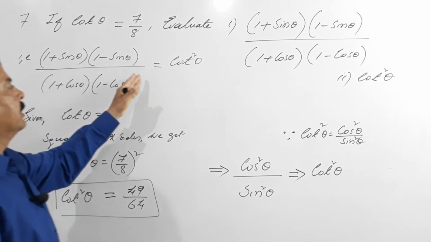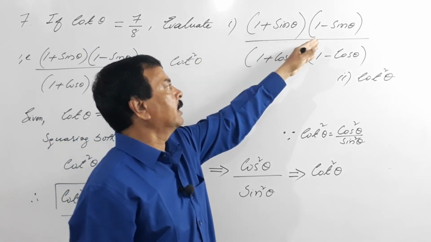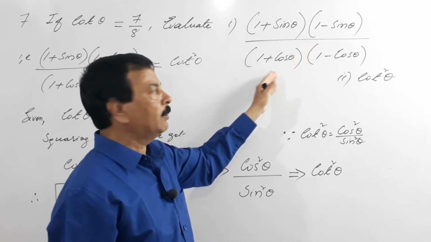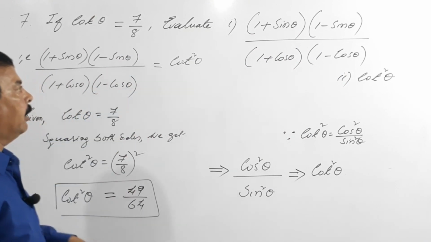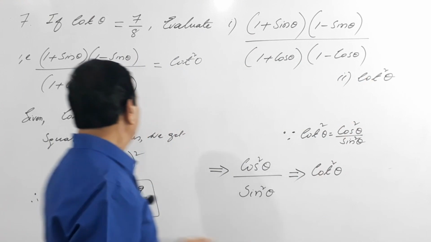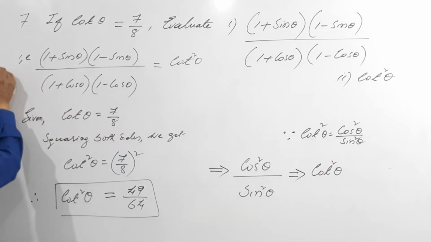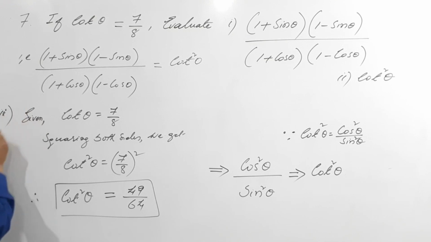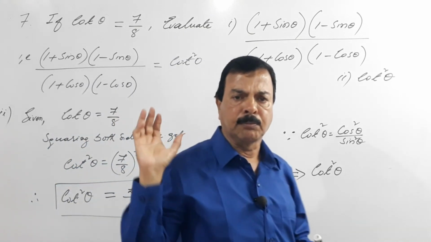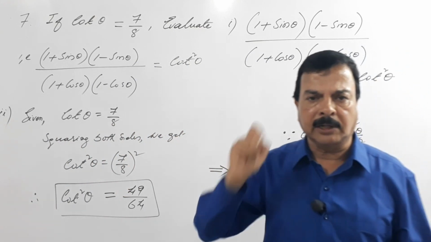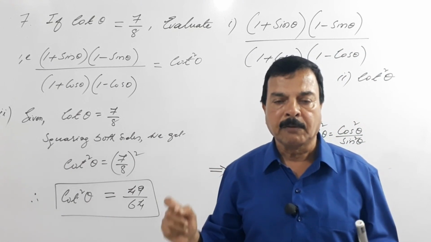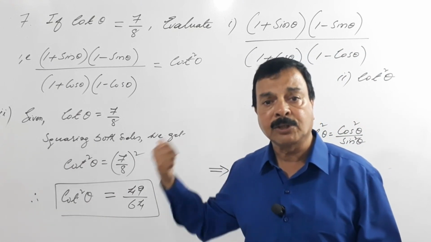So we have solved it. One stage is to evaluate 1 plus sin theta into 1 minus sin theta divided by 1 plus cos theta into 1 minus cos theta, which is nothing but cot square theta. I proved that, and later on he has asked you to find cot square theta, which we have also found. So this is the first type and this is the second type. Both the cases I have proved, right? In the easiest step I have done this, a very simple way, so you can solve this problem. So students, use the easiest technique to solve any given problem. For every problem there is a solution, and this is a solution for this problem.